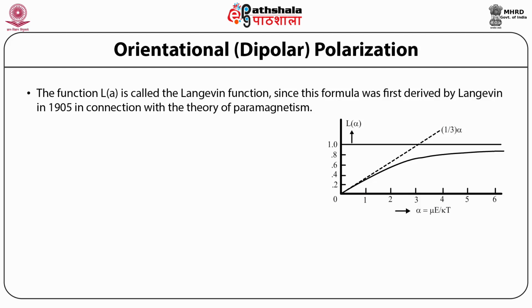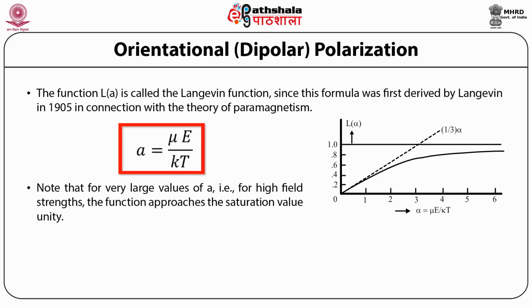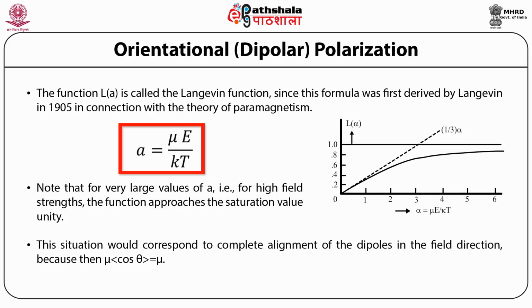In figure 4, L(a) has been plotted as a function of a equal to mu E by kT. Note that for very large values of a, that is for high field strengths, the function approaches the saturation value unity. This situation would correspond to complete alignment of the dipoles in the field direction, because then mu times the average of cos theta is equal to mu.